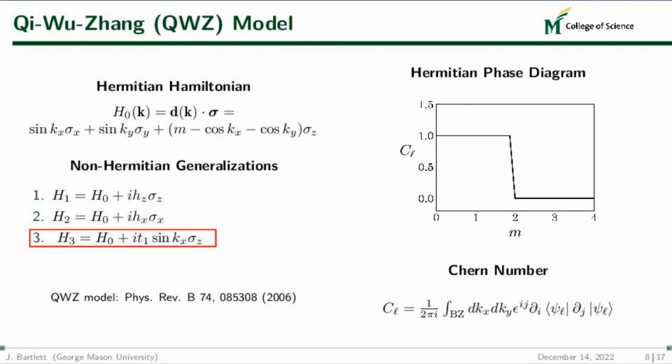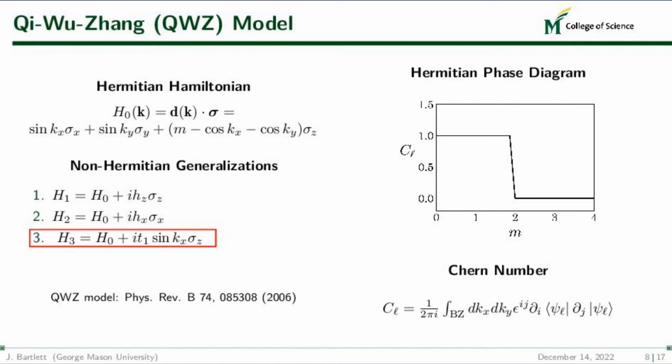So I mentioned that we looked at 3 different ways of introducing non-Hermitian terms into this QWZ model. So I listed the 3 different ways we did it in our paper. The first 2 are introducing imaginary magnetic fields. And then the last one, which is the one I'm going to focus on in these slides, is where we introduce a non-reciprocal hopping term.